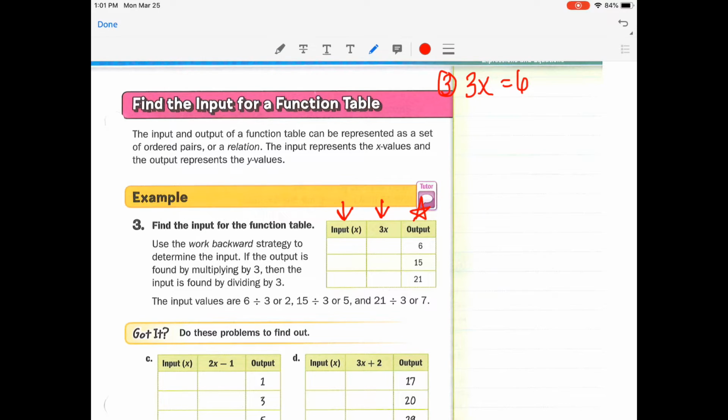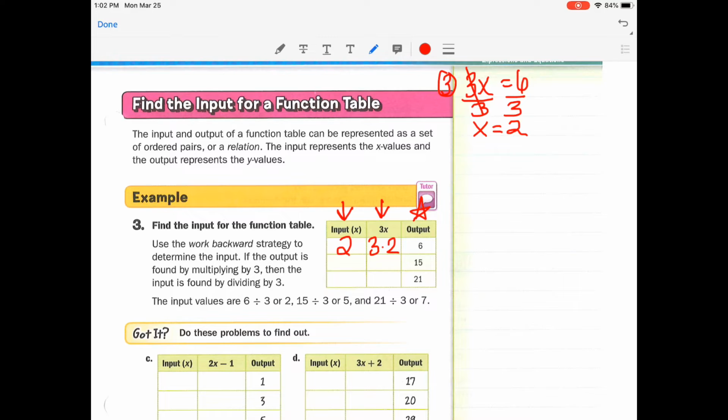So I'm going to solve this just like an algebraic equation. I'm going to divide each of these sides by 3 to get my x by itself, which means that x equals 2. Okay, because 3x over 3 cancels out, and 6 divided by 3 is 2. Therefore, my input here is 2, which really means 3 times 2 equals 6. Do you see how I can do that?